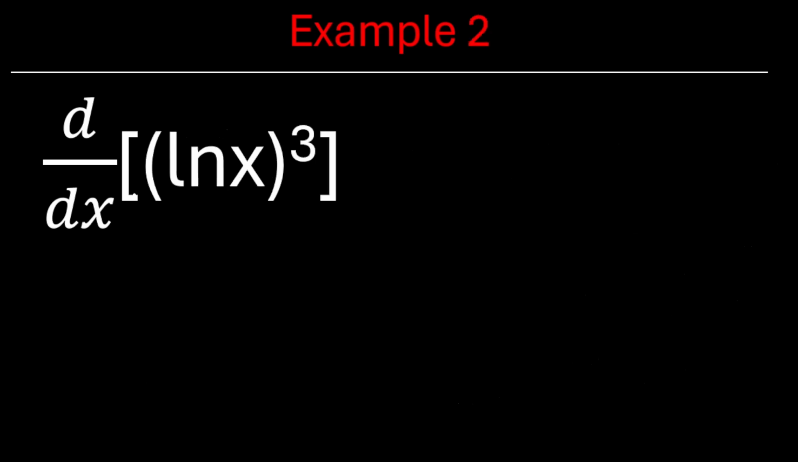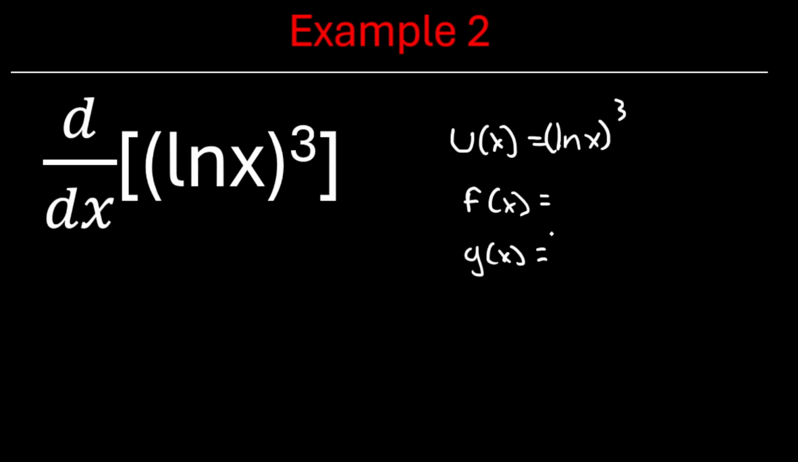All right, next example, d dx of (ln x) cubed. Our u of x here is ln x quantity cubed. We've got our outer function f of x and our inner function g of x. So similar to the last two, our outer can be represented as x to the third, and our inner is going to be ln x. Again, straightforward derivatives here.